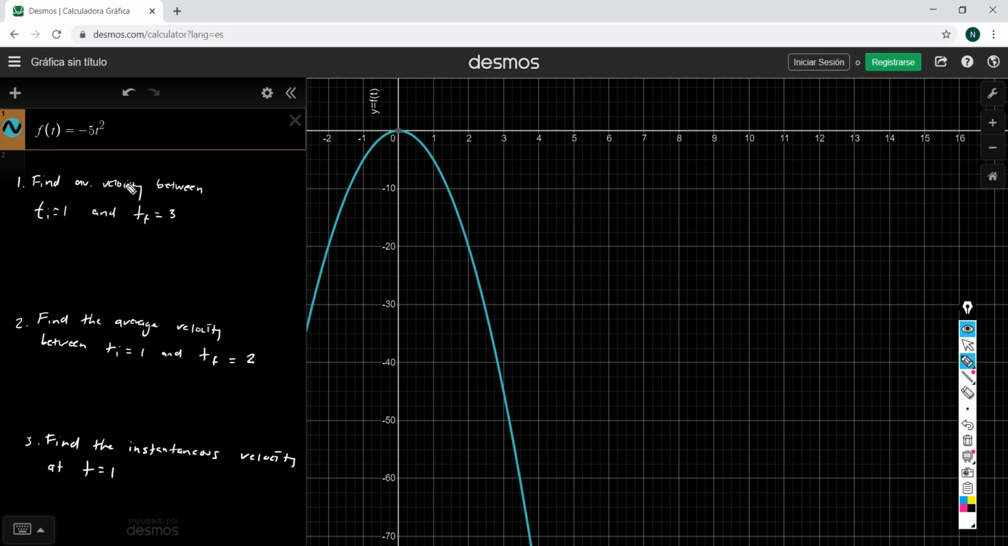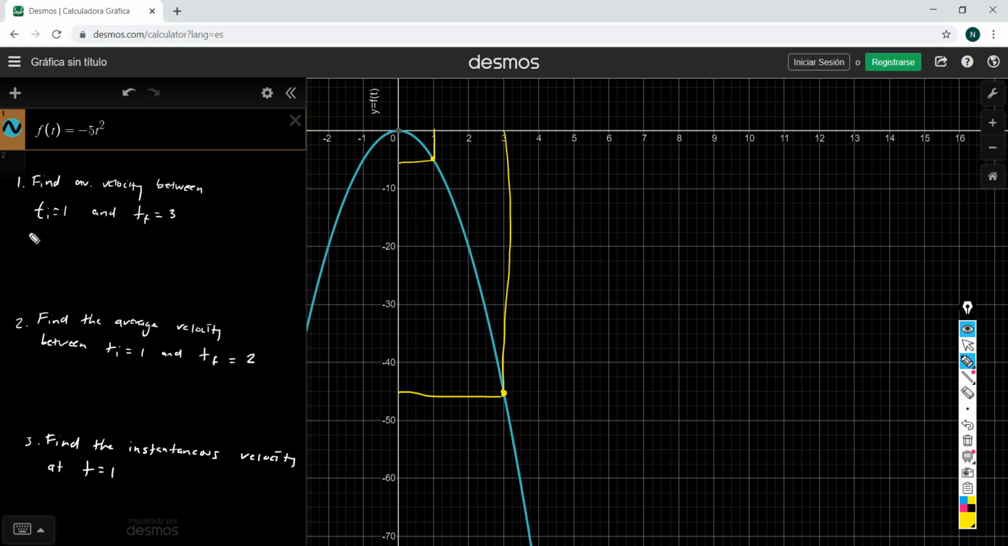Number 1, find the average velocity between initial time 1 second. Let's suppose again that this is seconds and this is meters. Initial time equals 1 second and final time equals 3 seconds. So let me locate my points of interest, which is this one and this other. Okay, and let's actually calculate the average velocity of this particle as time goes from 1 to 3 seconds.